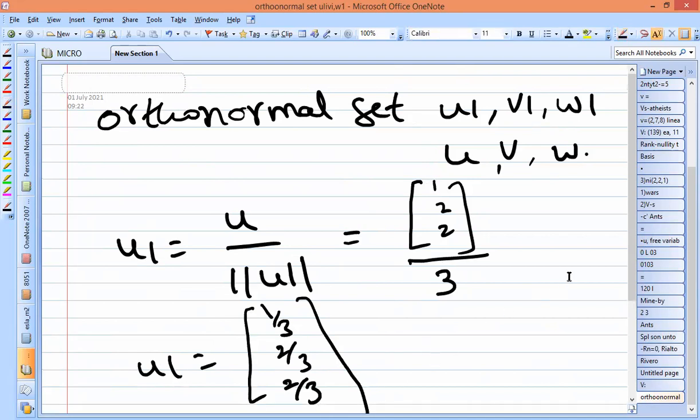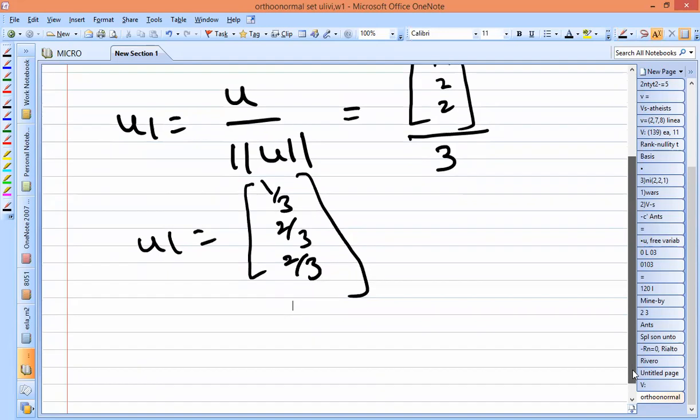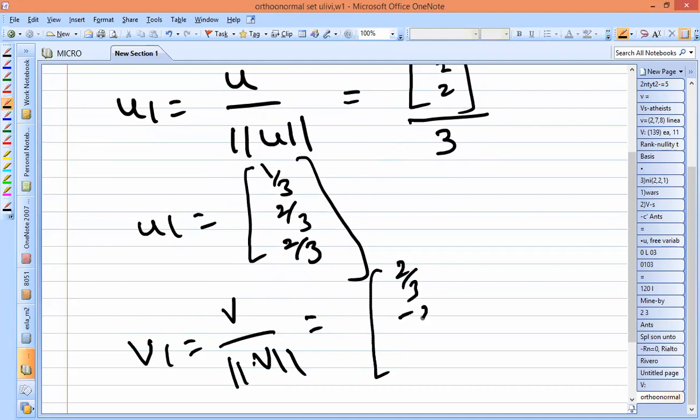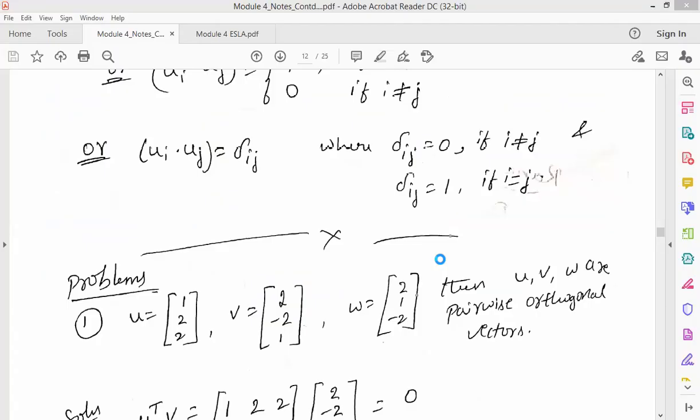Similarly, can you tell the orthonormal set V1 for the vector V? For the vector V, calculate the orthonormal set V1, which is obtained by V divided by the length of the vector V. Yes, 2 by 3, minus 2 by 3, 1 by 3. And similarly W1, 2 by 3, 1 by 3, minus 2 by 3.